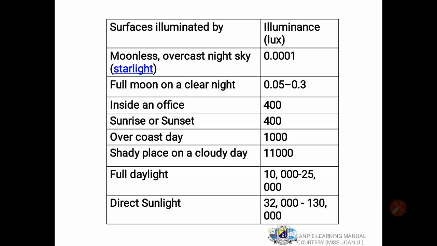value which the light meter measures from that surface. So when you put the light meter in an area during a moonless overcast night sky, that is, we're having starlight, the light meter will be measuring 0.0001. All right. Once it's full moon on a clear night where you have the moon, the light meter will measure within 0.05 to 0.3 lux.